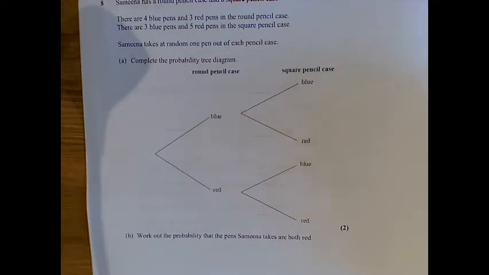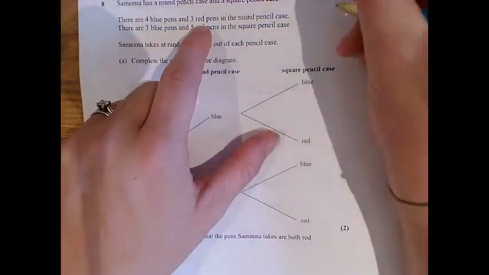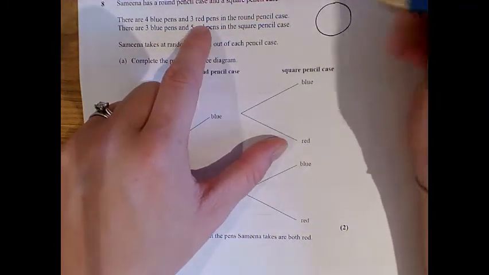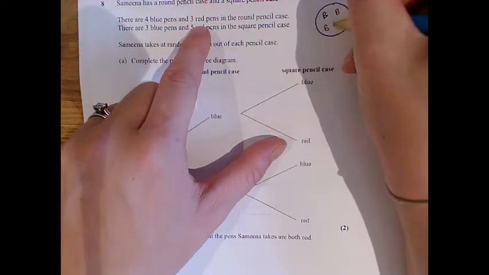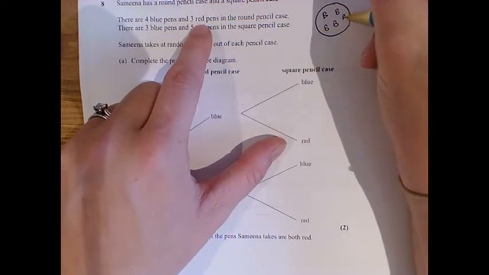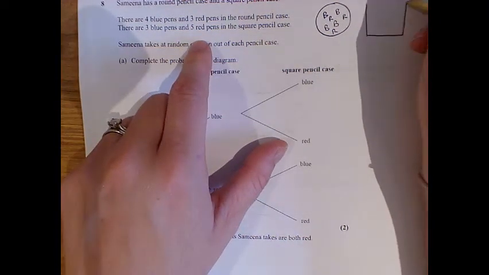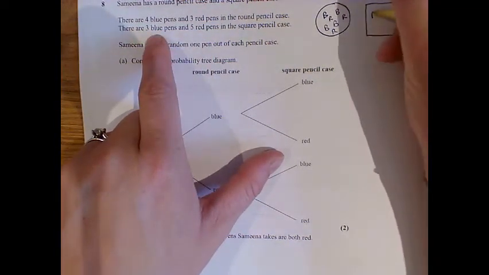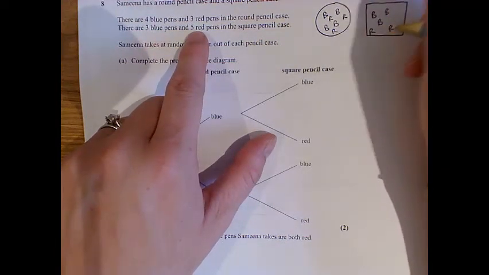Question 8. Samina has a round pencil case and a square pencil case. There are 4 blue pens and 3 red pens in the round pencil case. So let's draw it. Round pencil case has got 4 blue, so blue, blue, blue, blue, and 3 red, red, red, red. And the square pencil case has got 3 blue and 5 red. 1, 2, 3, 4, 5.